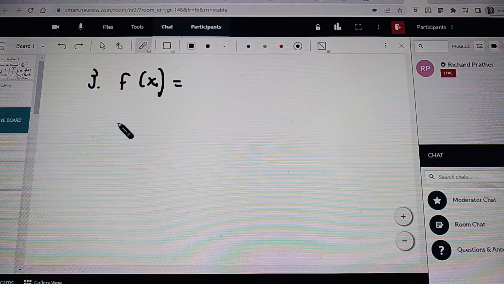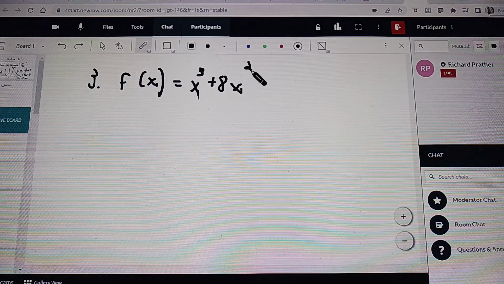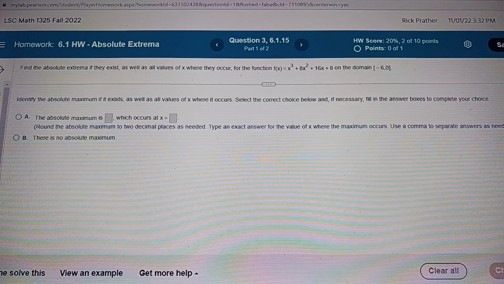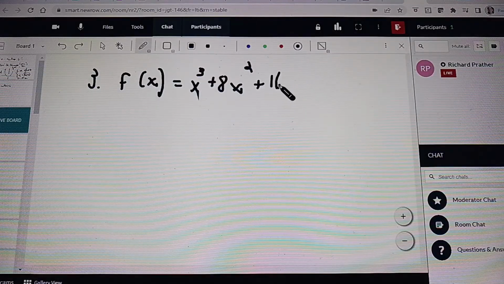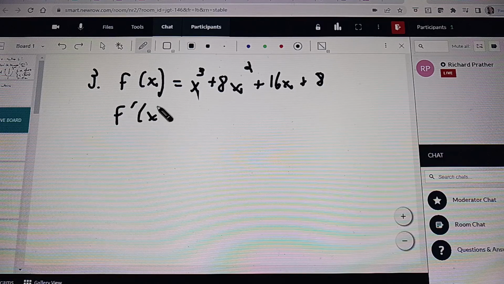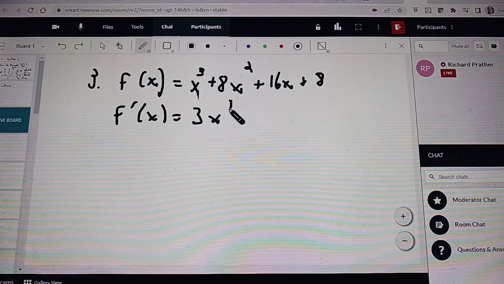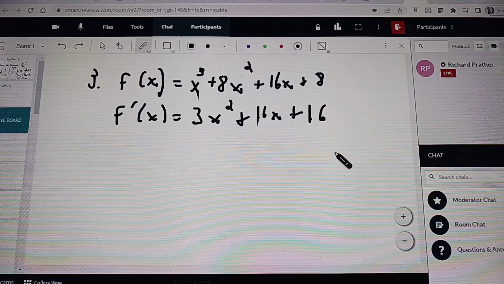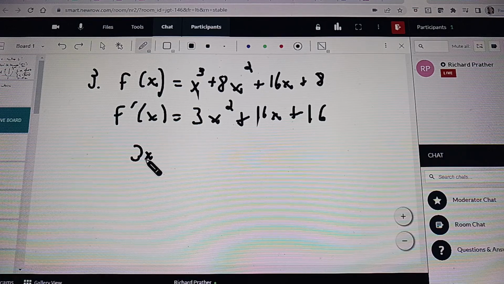Get your critical numbers. x to the third plus 8x squared plus 16x plus 8. So first I'm going to find the derivative of this function. 3x squared plus 16x plus 16. This is a polynomial itself. It's never undefined, but it could be 0 twice. So I'm going to set it equal to 0 and look for the two zeros.